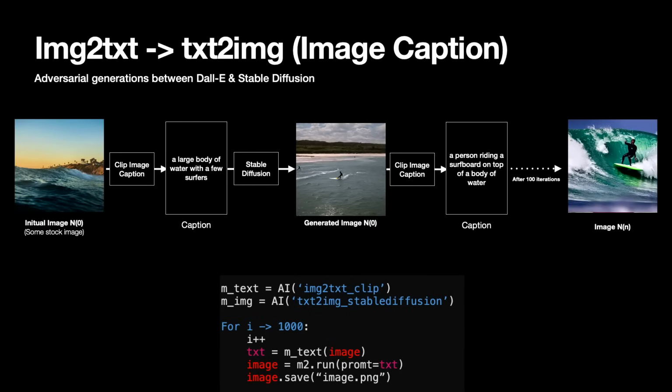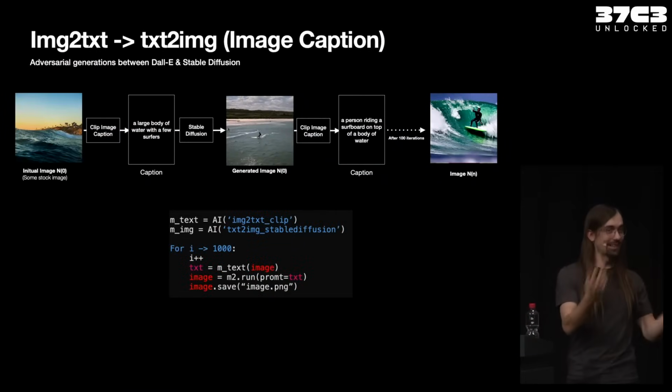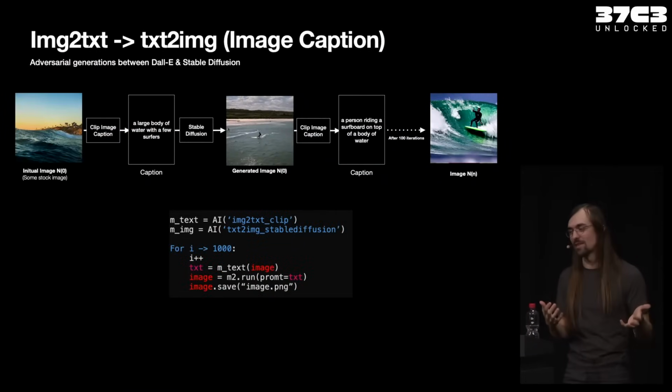Text to image we all know, but there's also the inverse, which is image captioning, actually, the research term. What it does is you give it an image and it tries to describe it. In this version we used GPT-2, I know it's very old, and Clip, and we started with an image. You see here the photography of the ocean, and then we made a text out of it, so it made a large body of water with few surfers, and then we turned that back into an image again, and we wanted to see where this ends up.